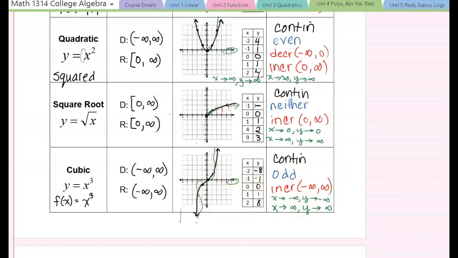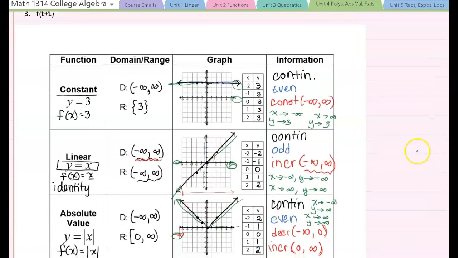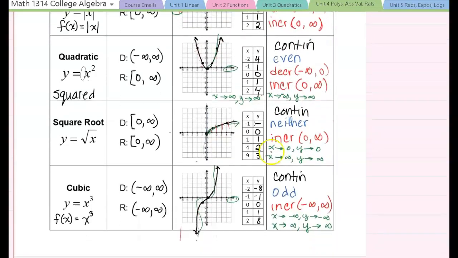Now, one thing I do want you to notice is that our end behaviors are dependent on our domain and range. So if we look at our domain, we see how it's going from negative infinity to positive infinity, and we see the same thing here. If we come down to our square root, notice that our domain here is from 0 to infinity, so our x's over here are also going from 0 to infinity. So our end behavior is also dependent on our domain.